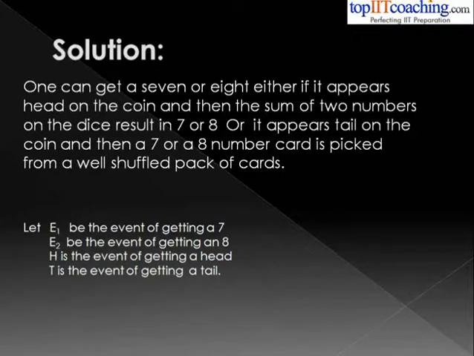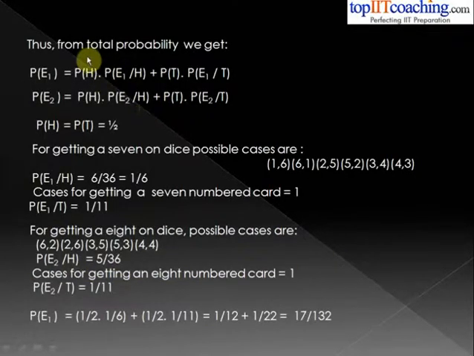So let us say that E1 is the event of getting a 7, E2 is the event of getting an 8, H is the event of getting a head, and T is the event of getting a tail. Now, from total probability we get P of E1 equal to P of H into P of E1 by H plus P of T into P of E1 by T.